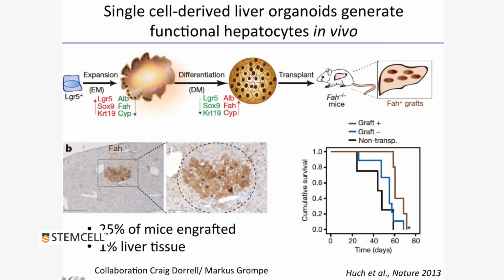And what we saw is that indeed those mice that had received cells, and in which we could detect grafts, were surviving longer than those same mice that had received the same cells but in which we could not detect grafts. And the survival was even more significant when compared to the mice that didn't receive any cells, indicating that indeed these grafts were secreting at least some FAH protein that would allow the increase in the survival rate of these mice.